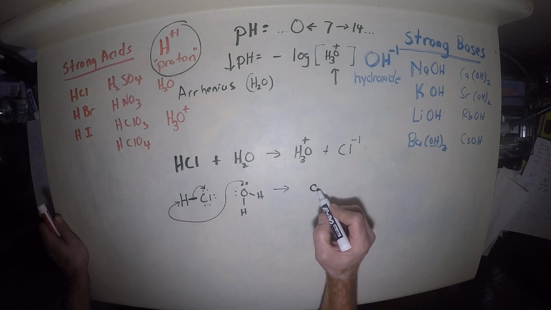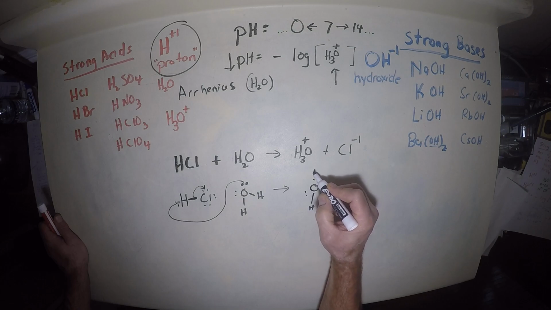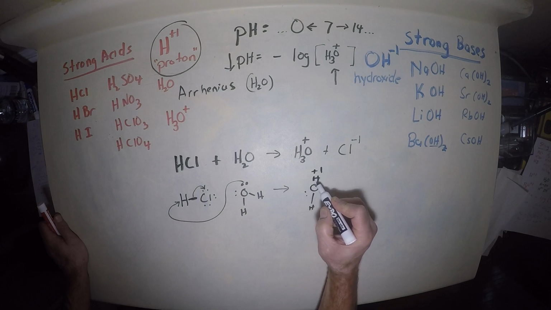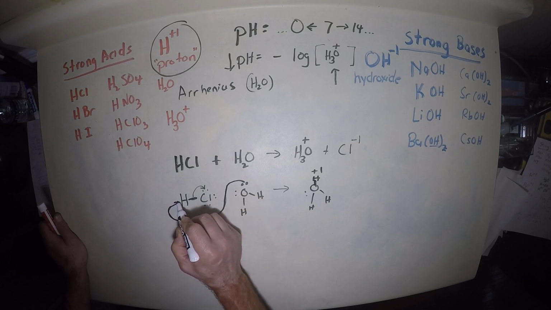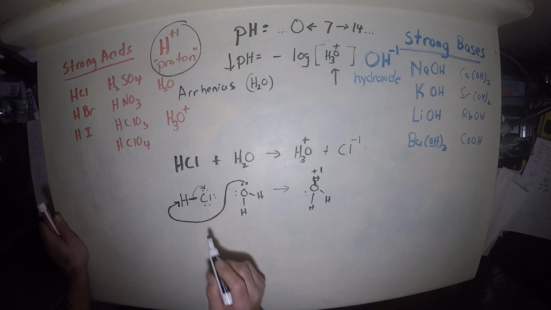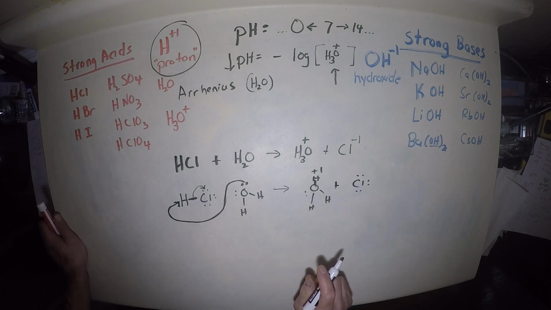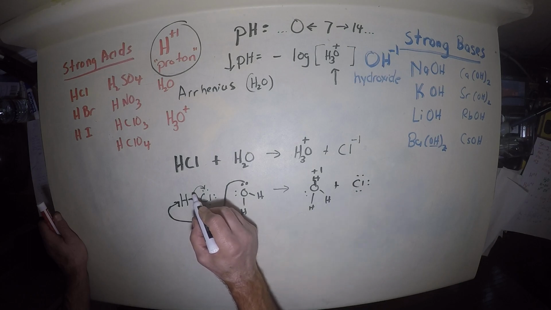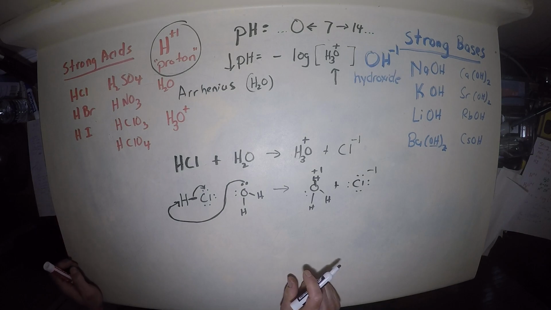And then we will end up with hydronium, and there is the new bond that we formed when the O of water grabbed the H of HCl as a proton, and then the Cl had 6 electrons as lone pairs, and by picking up that one, it now has its complete octet, and we call that a chloride ion.